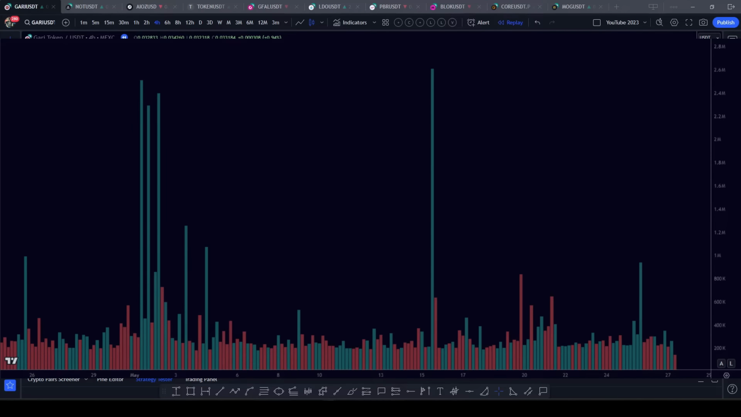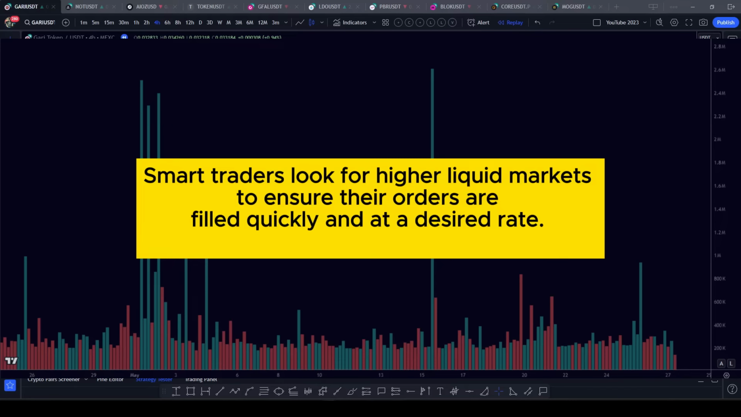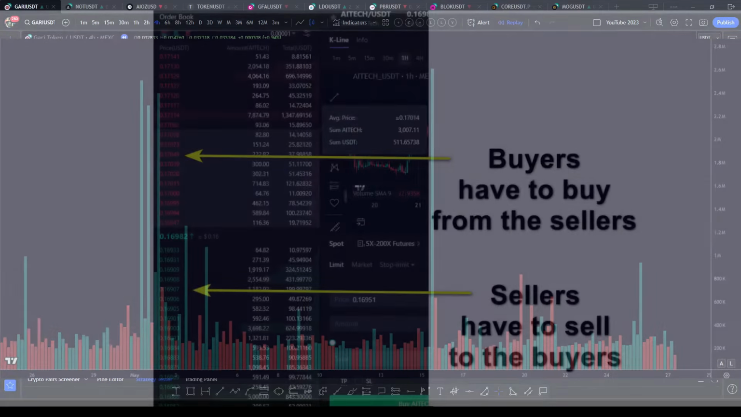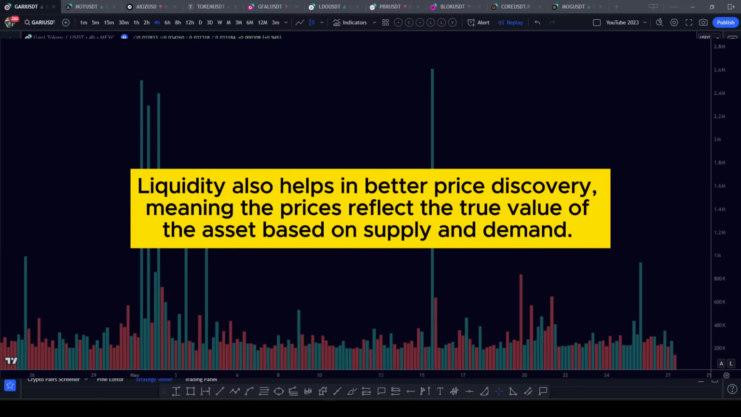Now to answer the question, what is liquidity? Liquidity refers to how easy it is to buy or sell an asset without causing a significant price impact. Smart traders look for higher liquid markets to ensure their orders are filled quickly and at a desired rate. You can only sell to someone who's willing to buy, and you can only buy from someone who is willing to sell. Liquidity also helps in better price discovery, meaning the prices reflect the true value of the asset based on supply and demand.